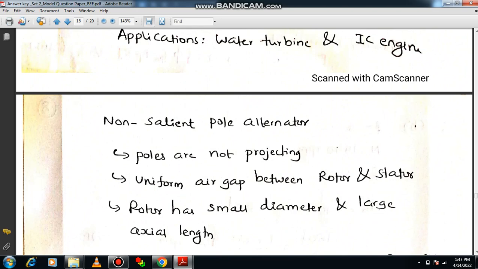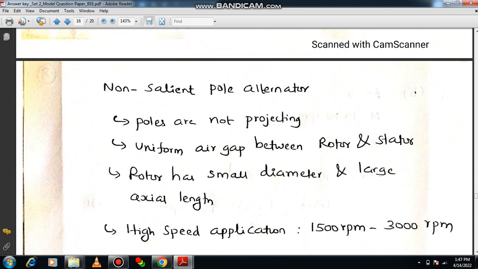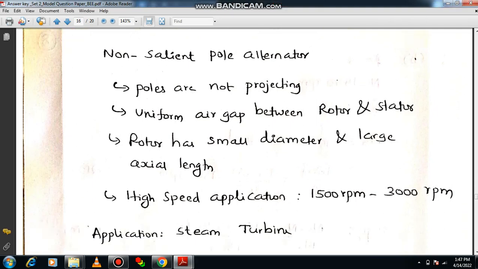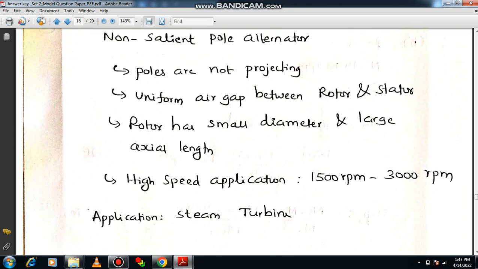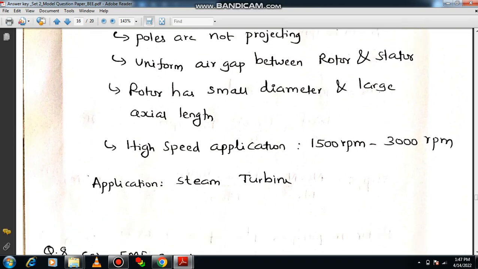Non-salient pole alternator with a relevant diagram, and mention that poles are not projecting type, and also uniform air gap between rotor and stator. It is rigid, it has small diameter and large axial length and is most appropriate for high speed applications. Do mention the application at the end. Any application you can mention. I have mentioned steam turbine. Like this you can mention.